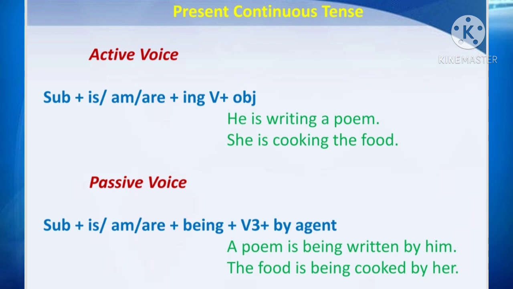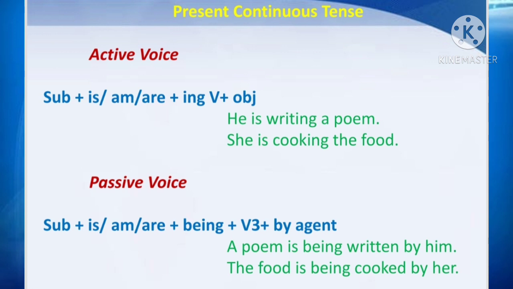Next example, she is cooking the food. Here she is the subject plus is plus ing form of the verb cook, is cooking. The food is the object. Now, how will you change all these things into passive voice? The rule is given there. Subject plus is, am, are plus being plus V3, that is past participle form, plus by agent. That is the rule. Let us look how to change these sentences into passive voice.